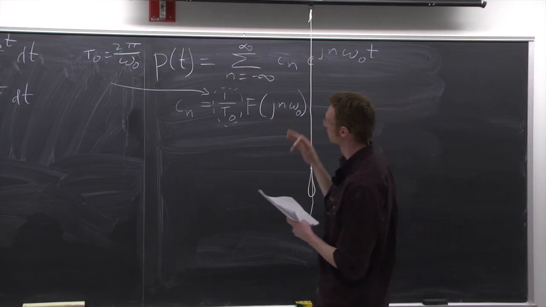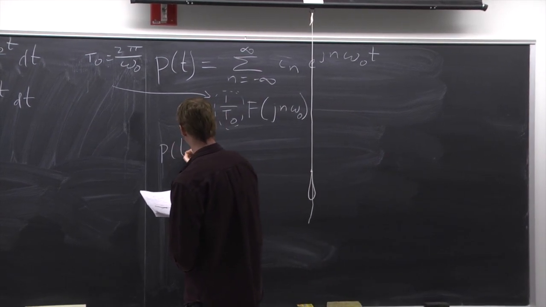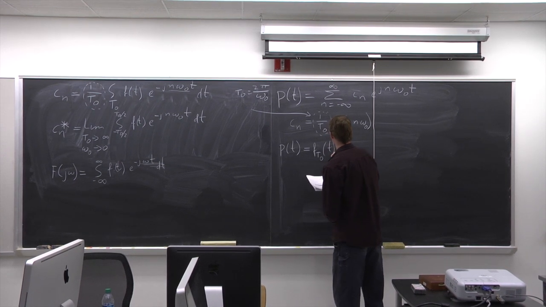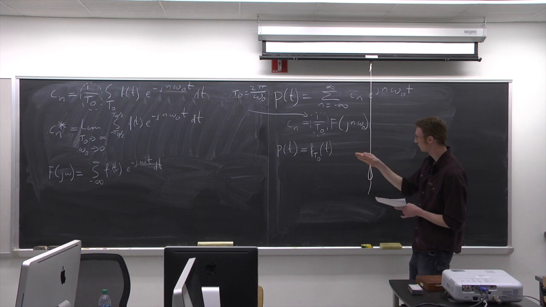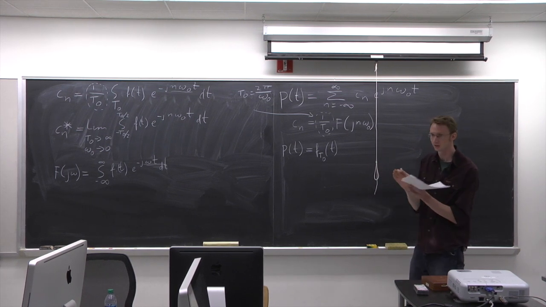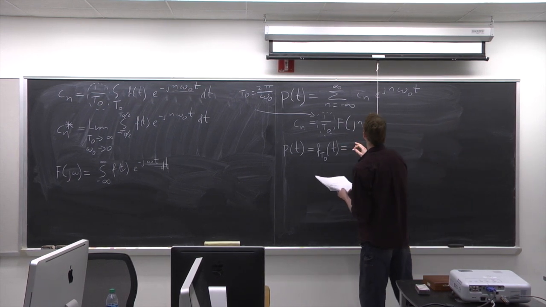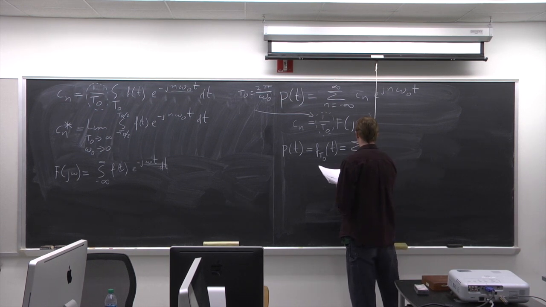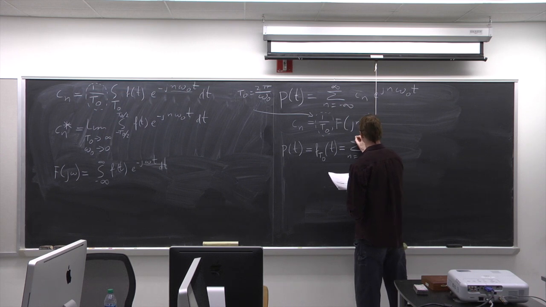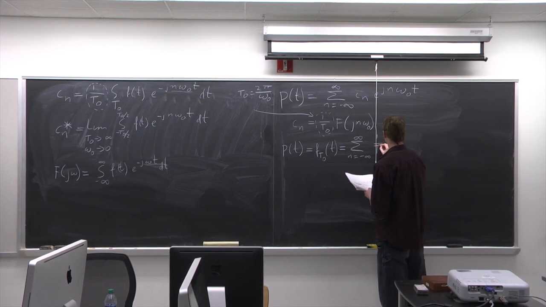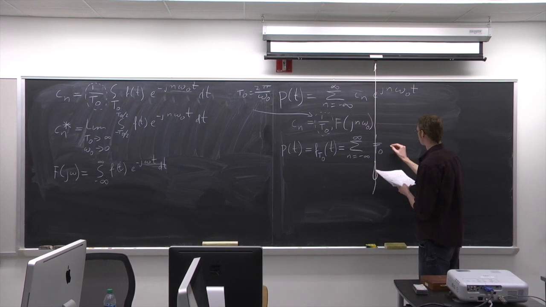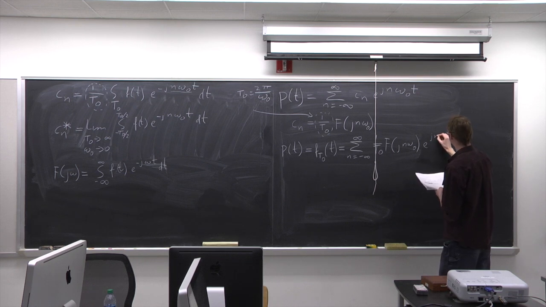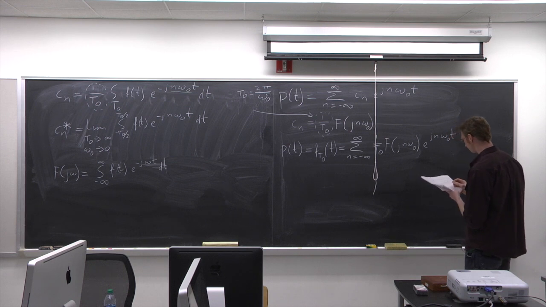And this we can plug into our expression for Pt. Now let's include this. So this is basically a way of expressing that Pt is indeed f of t, but only on this period T naught. This is where we'll fill in the expression for Cn into the formula above. We'll have our sum, 1 over T naught, our f, and the exponential. All right.